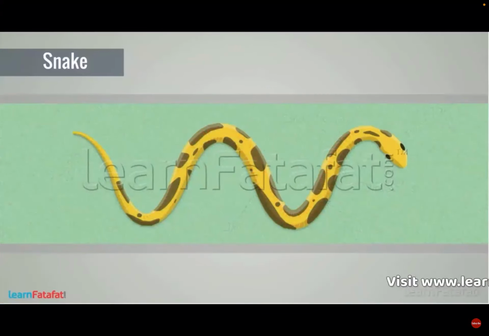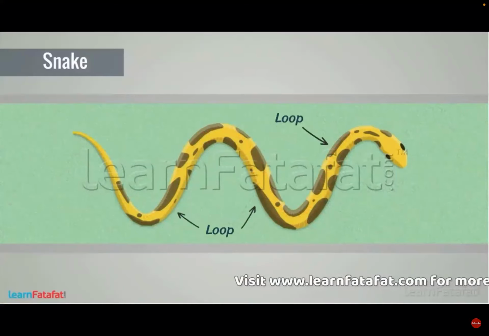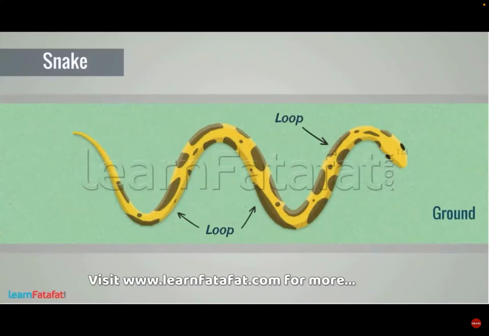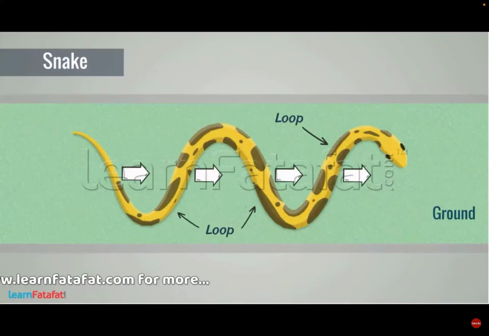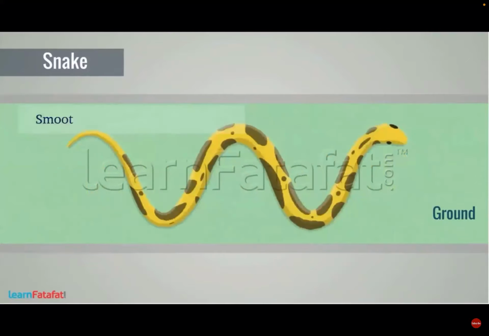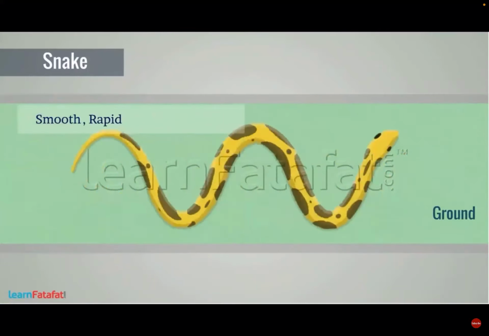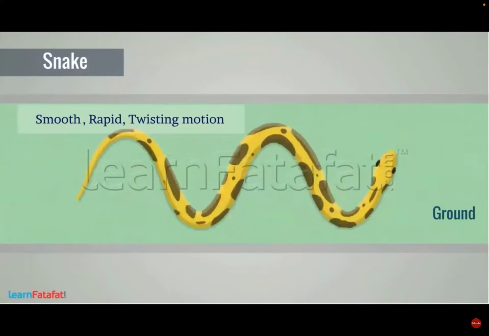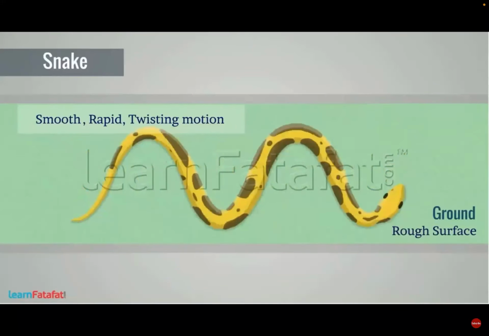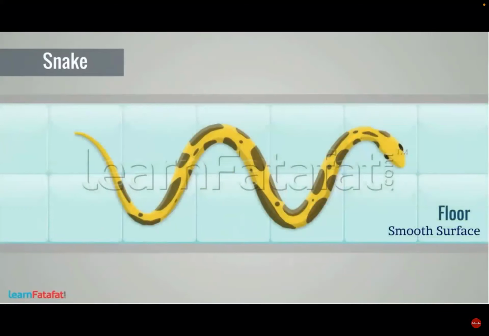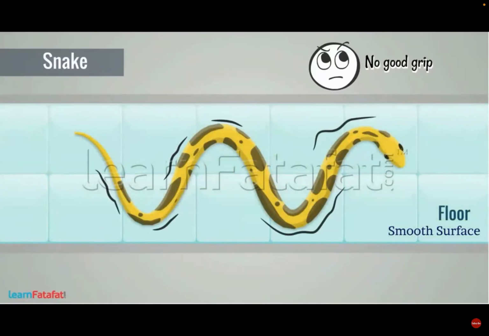During movement, the muscles of the snake's body form many loops pressed against the ground. Each loop gives a forward push to its body. With all loops, the push becomes significant, with which the snake can move smoothly and rapidly over a surface with a twisting motion, particularly when the surface is rough. However, on a smooth surface, the muscles do not get a good grip, and so it becomes difficult for the snake to move. Though a snake moves in a forward direction, it moves in a twisting or zigzag line, but not in a straight line.